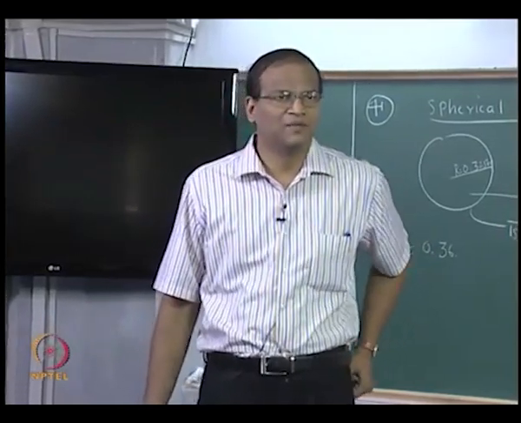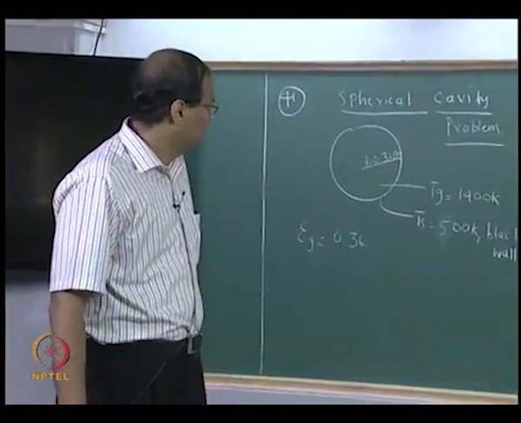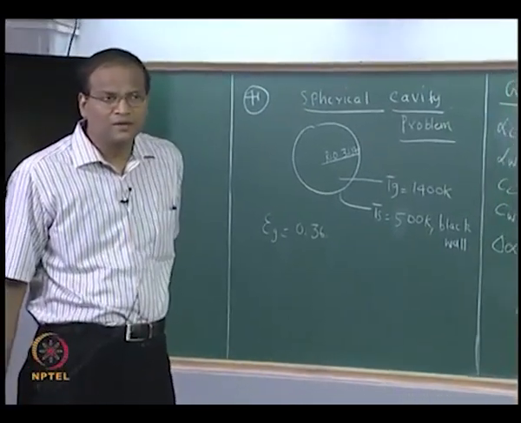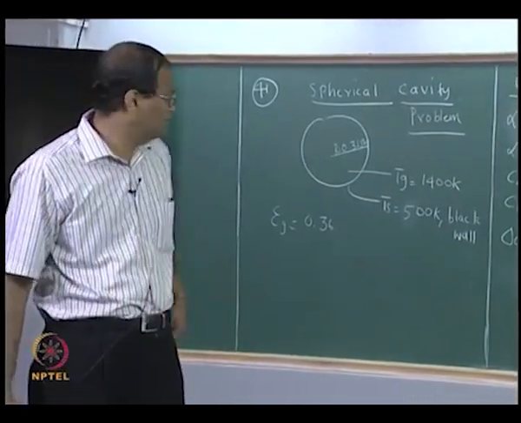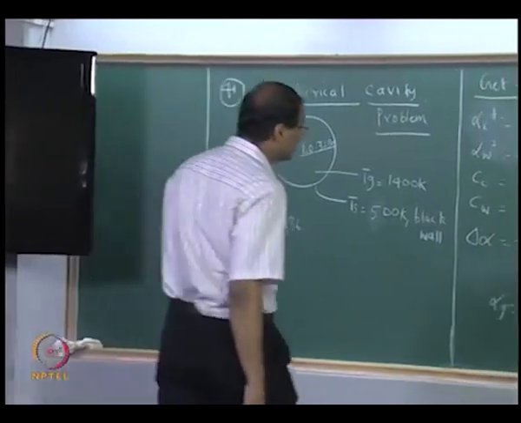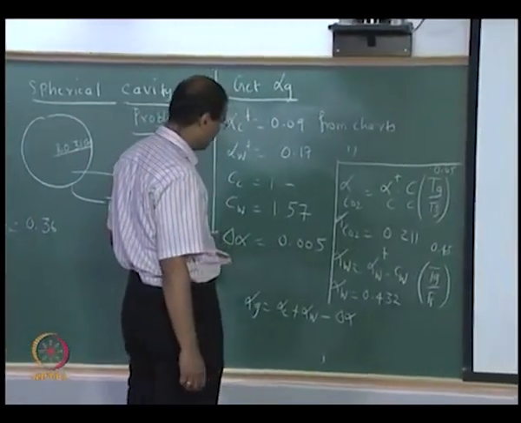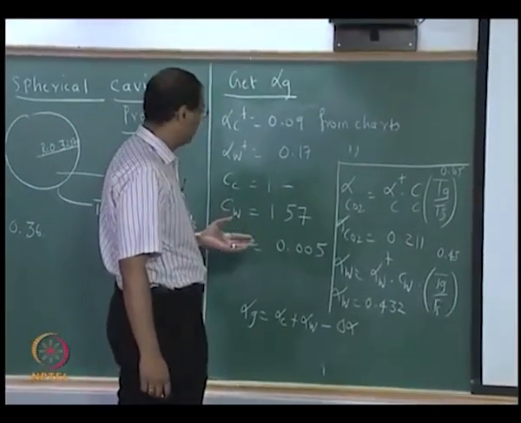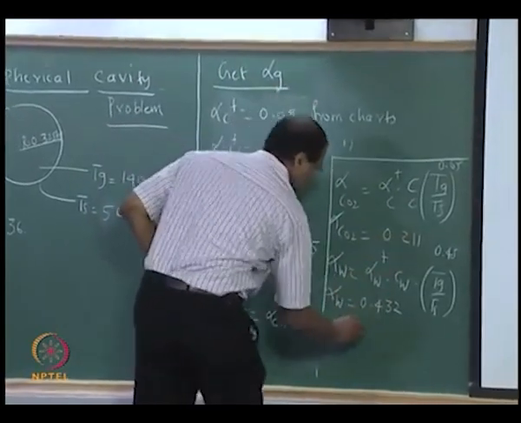Is it clear? Finally, what was this? Alpha G, 0.6, 0.64. Oh, right.